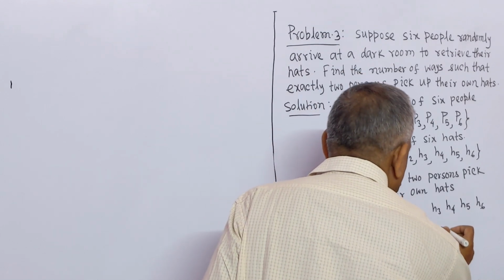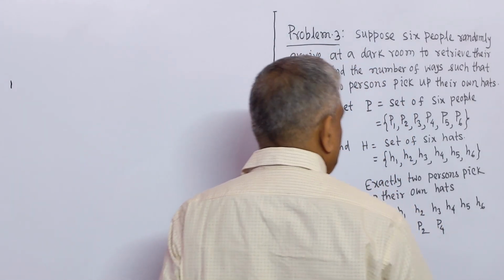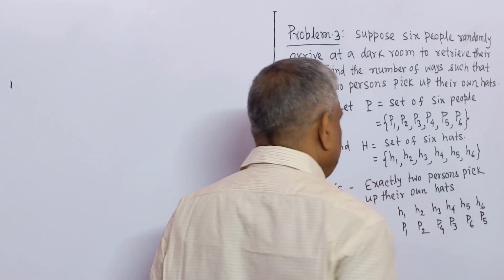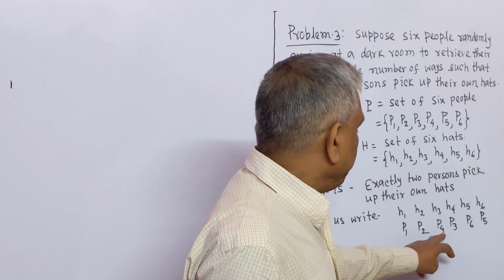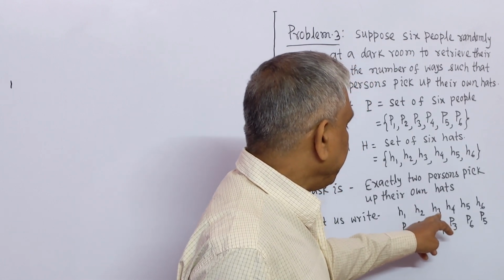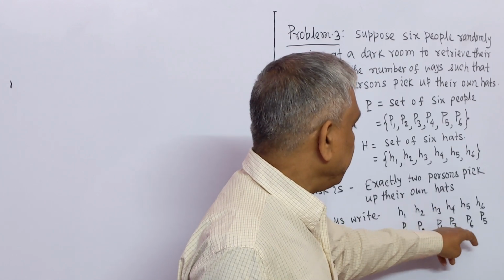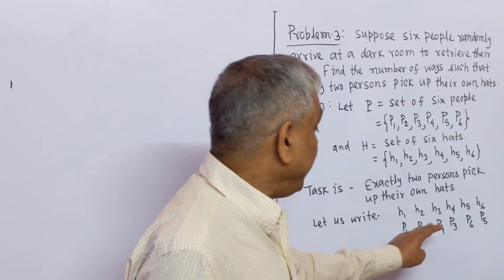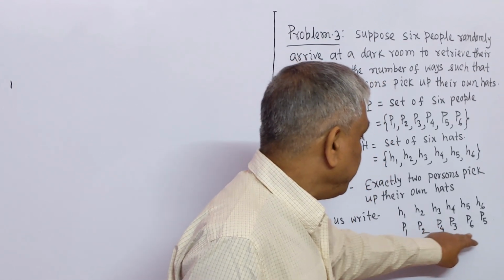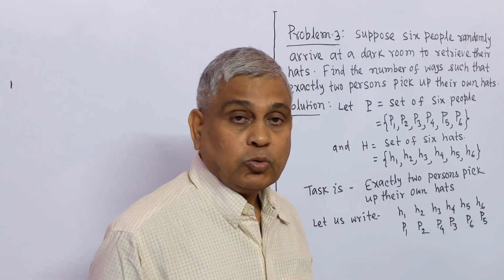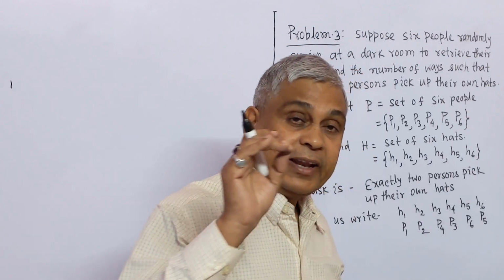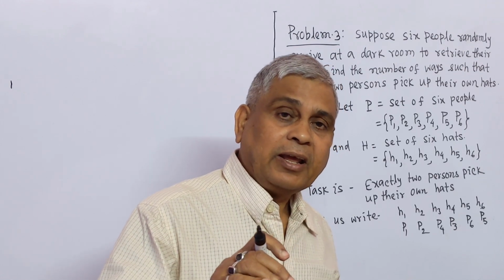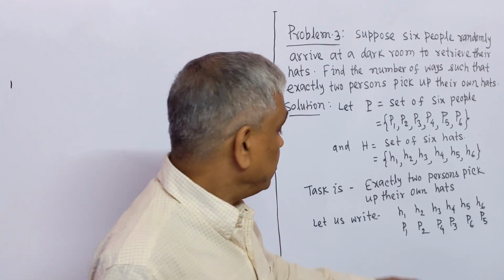If we here write P4, here P3, here P6, here P5, then here we get that the fourth person P4 picks hat H3, the wrong hat. Here also wrong hat, here also wrong hat, here also wrong hat. Here exactly 2 persons pick their own hats. So we have to find derangements in the remaining 4 places, meaning no object will be in its original position. This is one particular example.